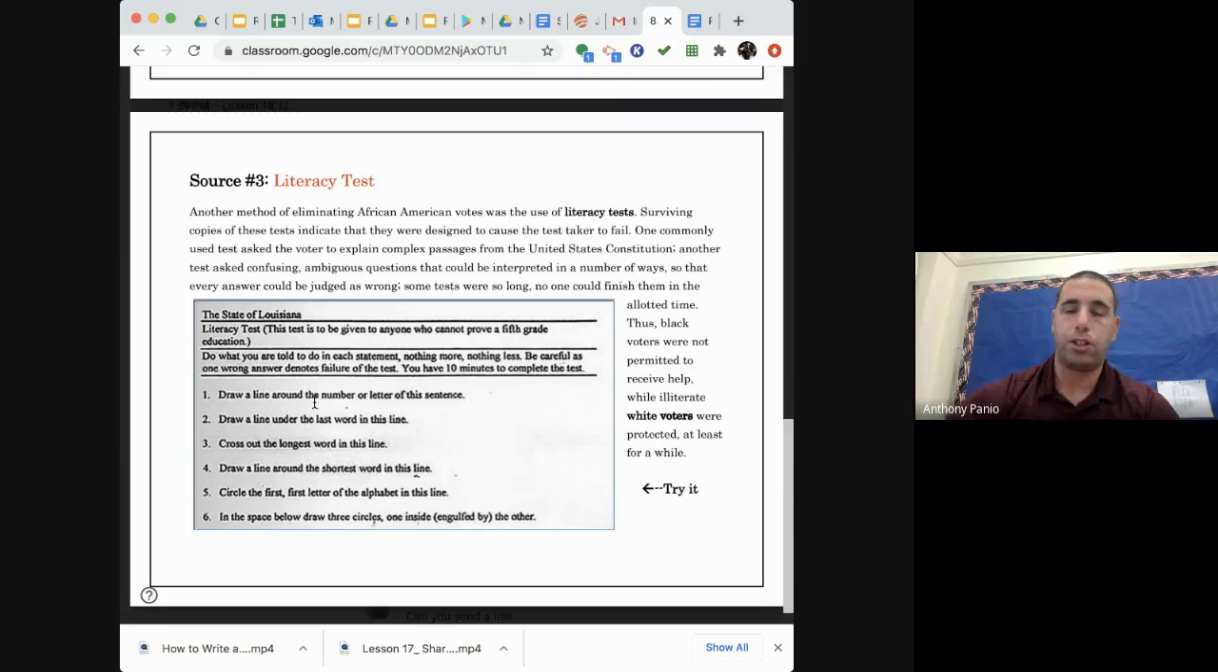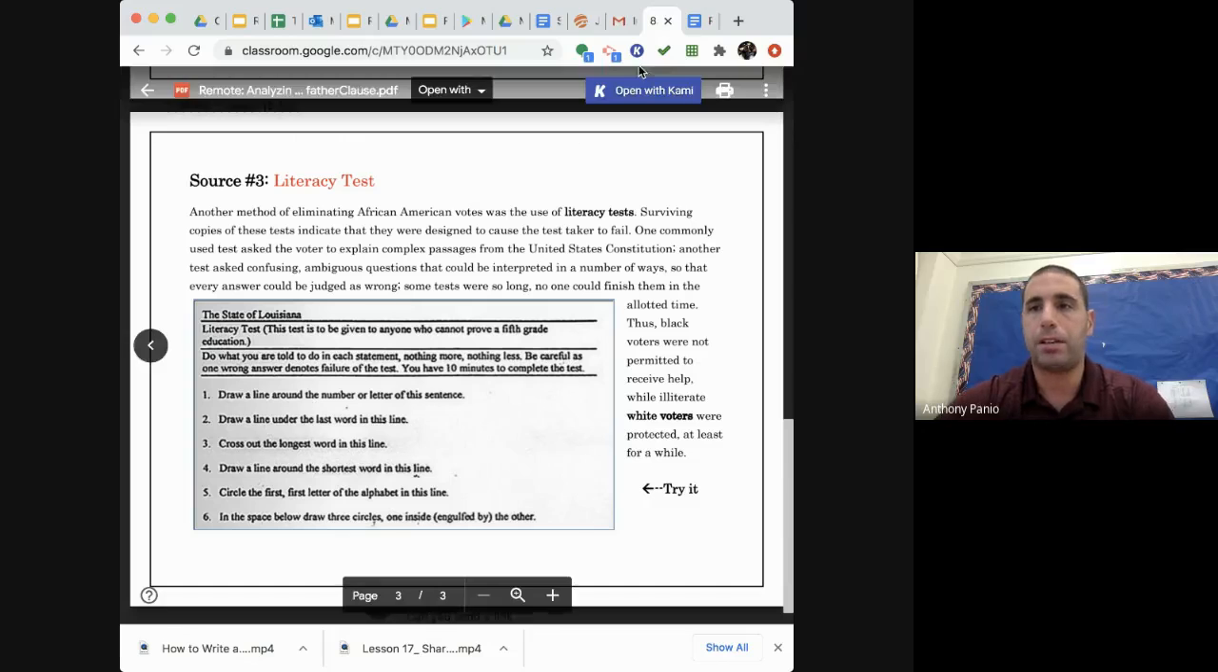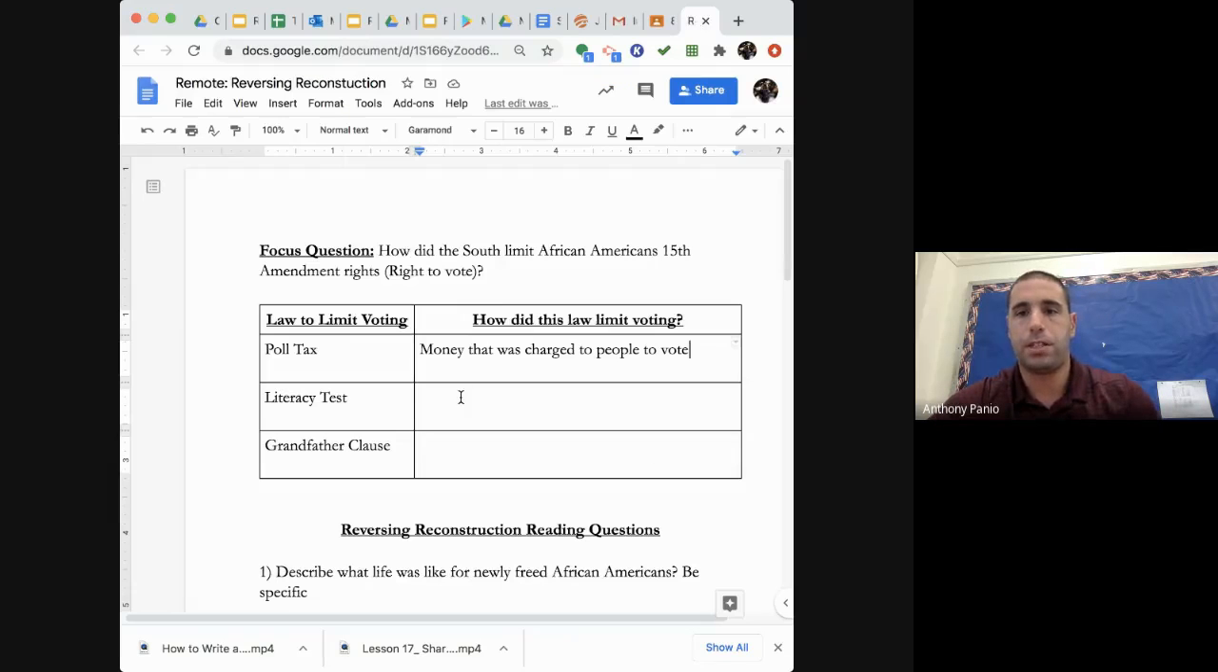Now, you guys are educated 8th grade students. Could you imagine giving this to an African American person who is not educated because they were a slave? Pretty much all of them are going to fail. So this is a very complicated test, and the next thing we will fill out is a reading test.